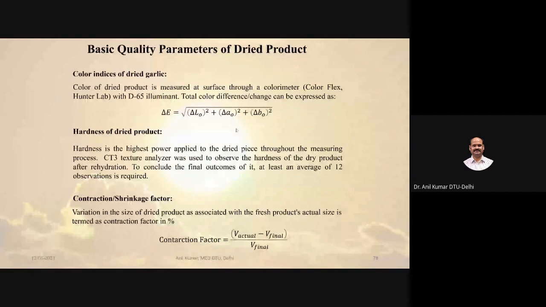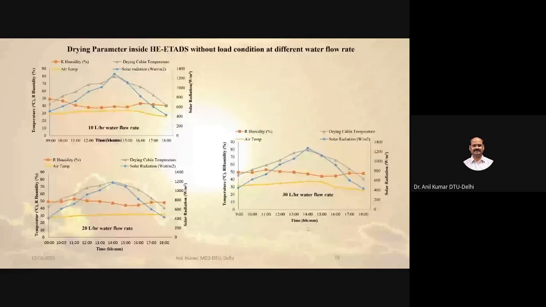So color difference change can be expressed this way. Hardness is another important factor, because the product is chewable. It should not be very hard, so that it can be easily chewed. Hardness is the highest force applied to the product during measuring, and the shrinkage factor is another important factor. The same system we have tested.